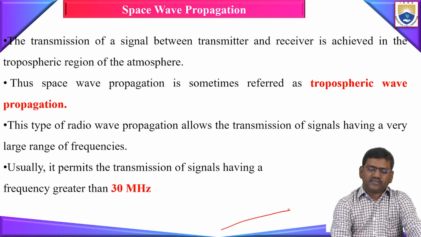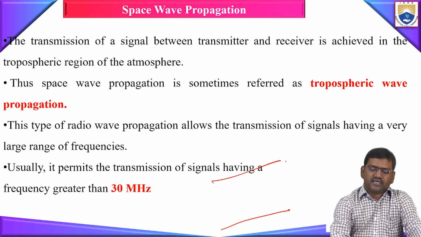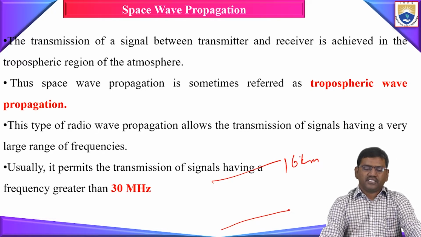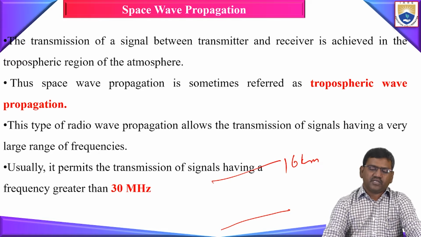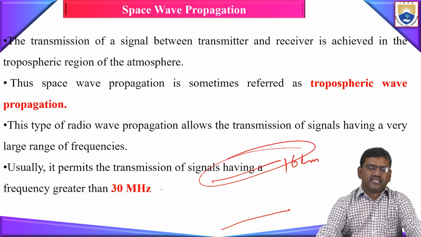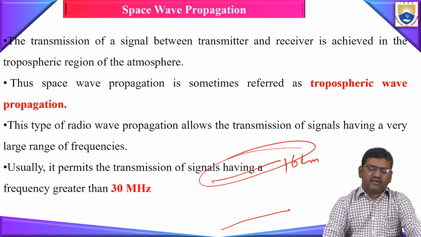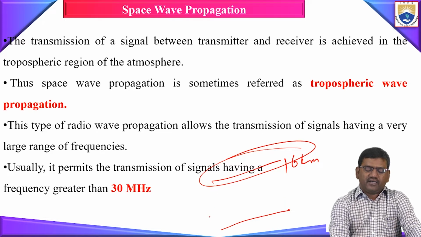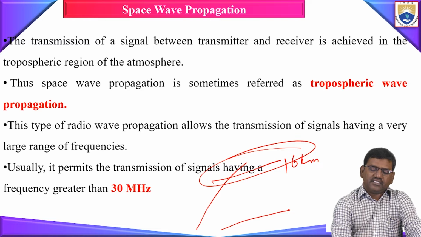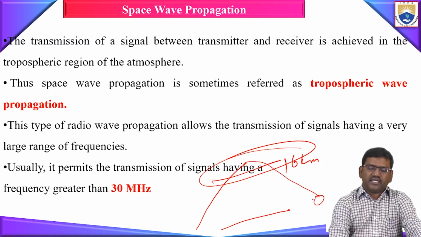So if this is the surface of the Earth, around 16 kilometers from the surface, we call this region tropospheric wave propagation. The space wave propagation is possible around this region only. So we can transmit the signal directly from the transmitting antenna to the receiving antenna. The electromagnetic wave is propagated into the tropospheric region and it is reflected back to the receiving antenna.